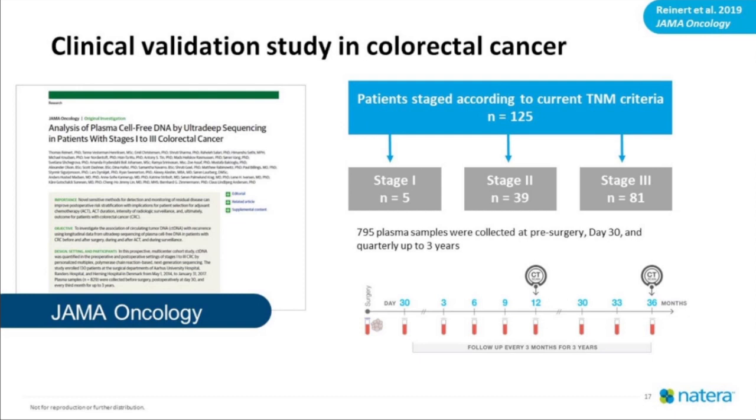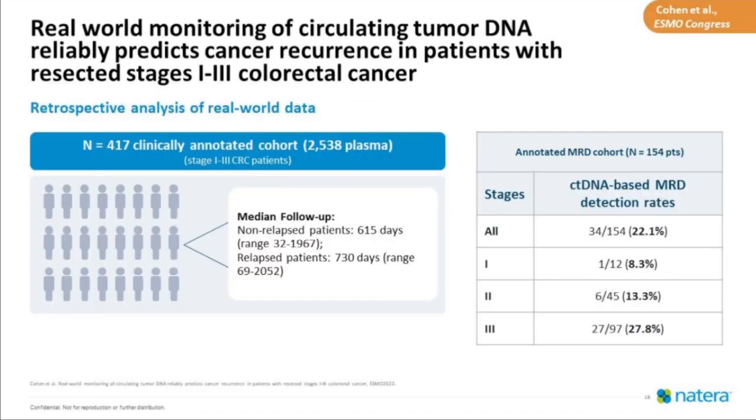particular platform, and obviously in colorectal cancer has led to the approval of Medicare-based payments for this particular test. This clinical validation study, published in JAMA Oncology by Reinhardt in 2019, looked at patients and staged them according to current TNM criteria in colorectal cancer. The majority were stage 2 and stage 3 disease, as you can imagine. 795 plasma samples were collected at a pre-surgical date, at day 30, and quarterly up to 3 years, kind of the standard way we have been monitoring patients now with this particular platform.